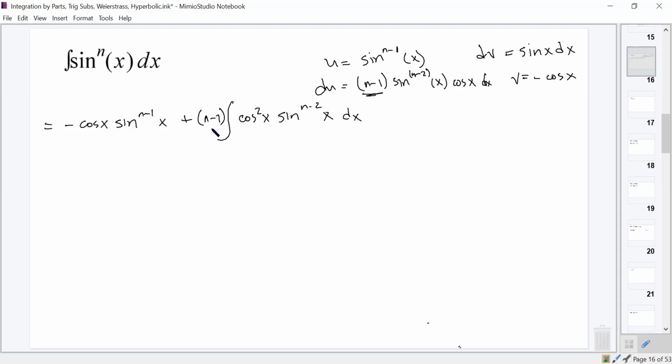So is there a way that I could rewrite the cosine squared in there so that I no longer have a cosine squared? You could do the power reducing formula, or you could do 1 minus sine squared. The power reducing formula is not going to get rid of a cosine, right? Because the power reducing formula ends up with the cosine still. So let's go with 1 minus sine squared x times sine to the n minus 2 of x dx. And from there, I should be able to distribute the sine to the n minus 2 to all of this. And so that should then give us what?